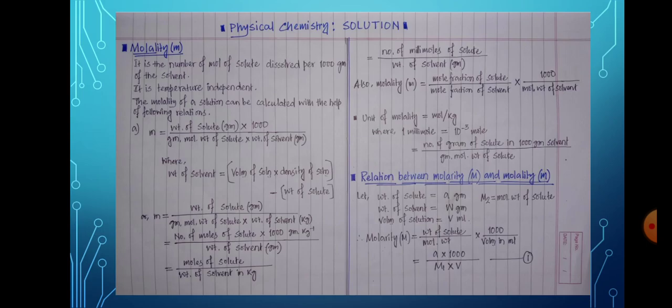Now here I am going to explain the definition of molality. It is the number of moles of solute dissolved per 1000 gram of the solvent. It is temperature independent. The molality of a solution can be calculated with the help of the following relations.